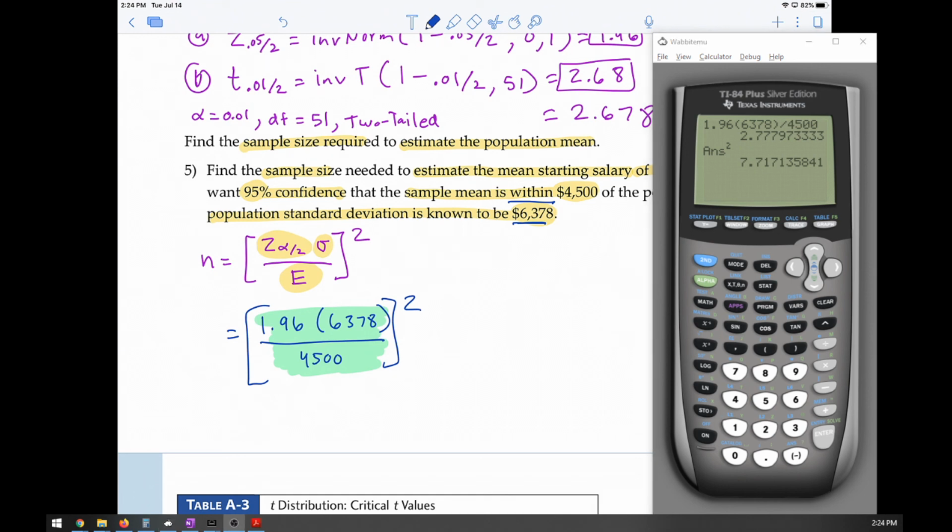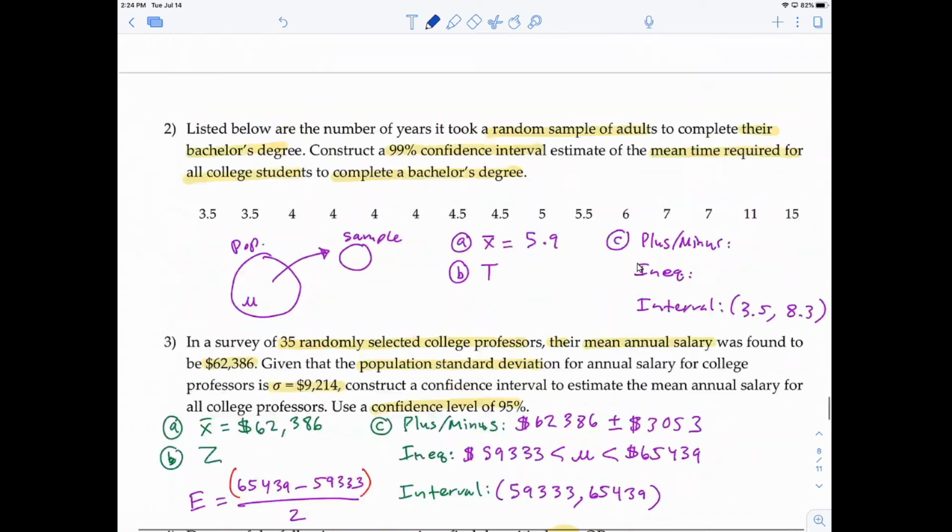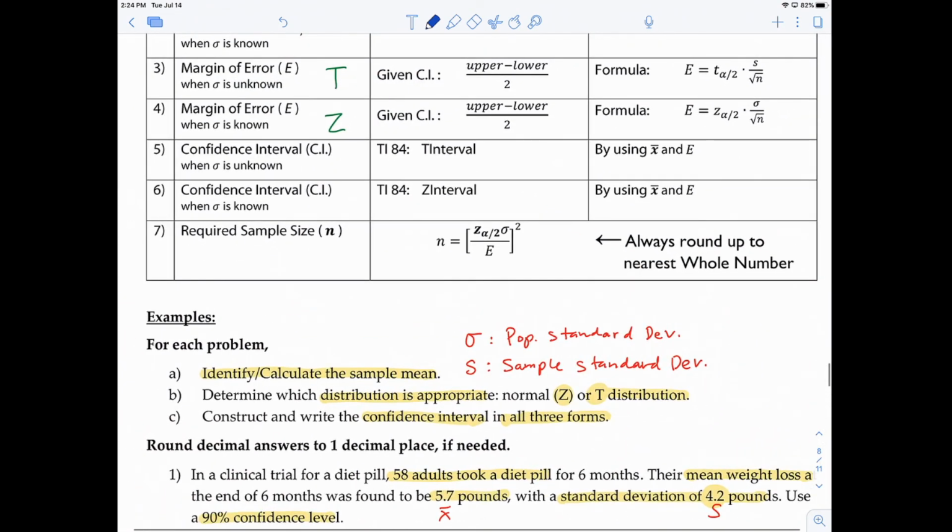And with the sample size, you're always going to round up. Regardless of what the decimal number is, as long as you get a decimal value, you're always going to round up to the nearest whole number. So this is going to be 8, right? I want to emphasize that. Let's just say, for example, that the answer you obtained was 7.1254. Your answer here is still going to be 8, because you're always going to round up. Again, it's in your notes right here. Always round up to the nearest whole number.